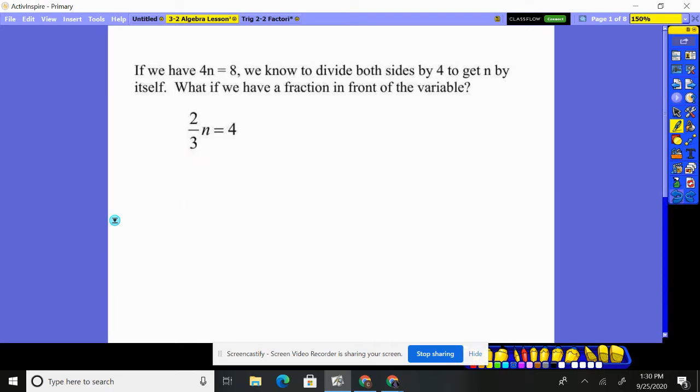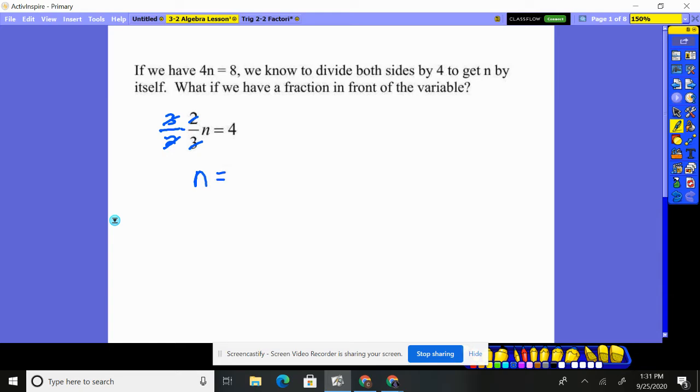Whenever I see a fraction, the key is I want to create a 1 here. I want everything to go away and create 1n. So I say to myself, hey, what could you multiply 2/3 by to create a 1 there? Well, it's going to be the reciprocal of 2/3. Remember, when you take a fraction, you flip it. So if I flip the 2/3, I get 3/2. And notice the 3 cancels with the 3, 2 with the 2, and I get a single n here.